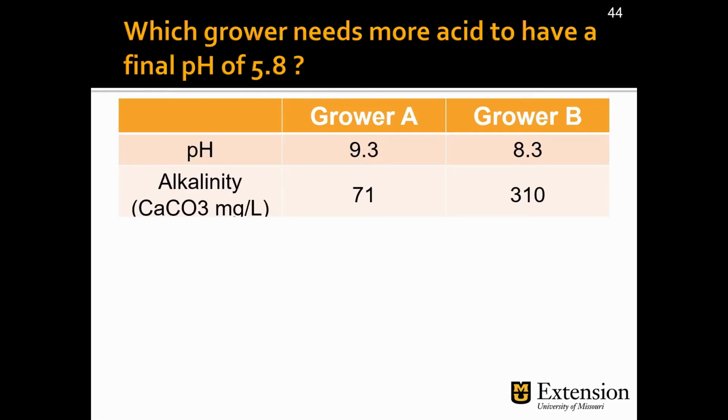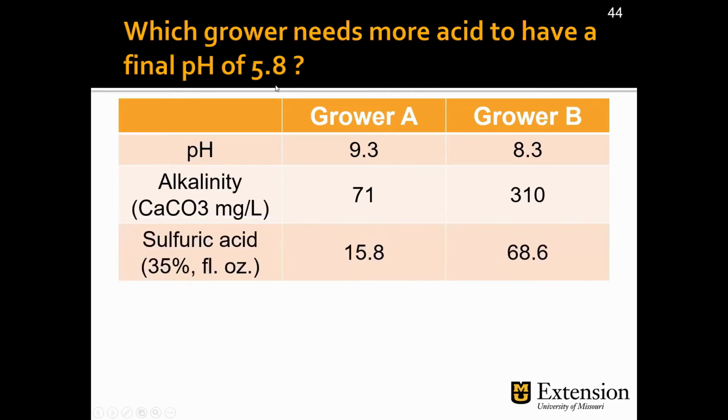I like to put this in my slides to try to make people understand what alkalinity means. So we have grower A and grower B. Grower A has a pH of 9.3 and grower B has a pH of 8.3. Grower A has lower alkalinity but higher pH. Grower B has lower pH but higher alkalinity. Which one of these two growers is going to need more acid to get to a pH of 5.8? All right, let's look at it.